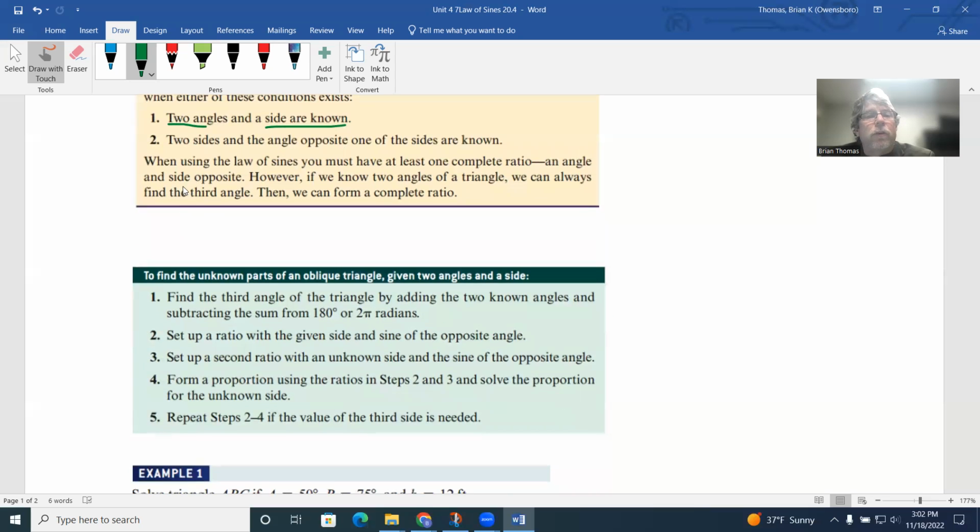It does make a little note here, though. When using the law of sines, you must have at least one complete ratio, an angle and a side opposite. However, if we know two angles of a triangle, we can always find the third angle, because remember, the three angles of a triangle always add up to 180. Then we can form the complete ratio. So keep that in mind. In a triangle, angle 1 plus angle 2 plus angle 3 will always equal 180 degrees. So we have that back in our high school days of geometry.